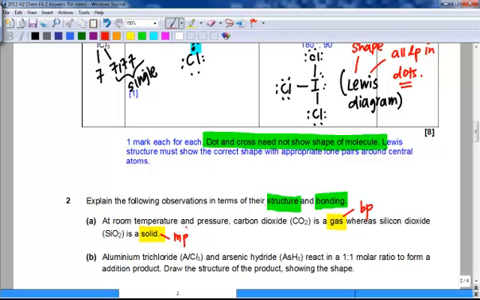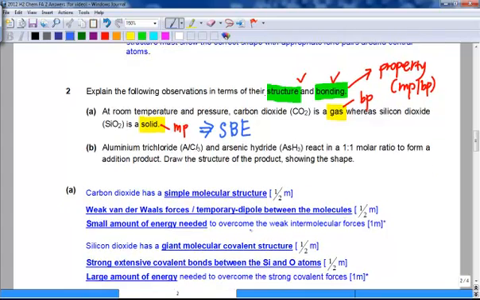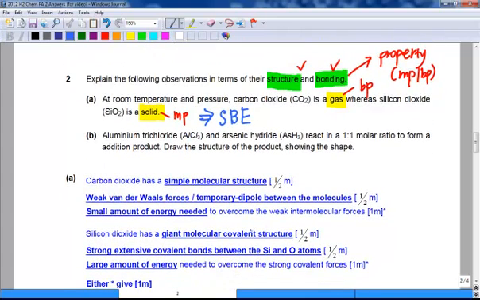So in this case, this question is just about how structure and bonding link to the property, which is our melting point or boiling point. So straight away, we know that we need to structure our answer in terms of SBE: structure, bonding, and energy. Let's take a look at the answer. You notice the answer is very systematic.